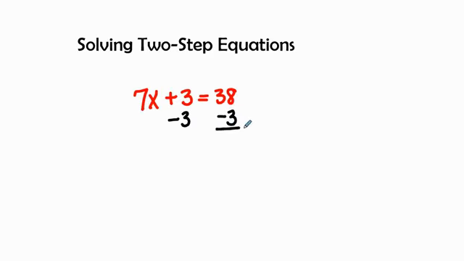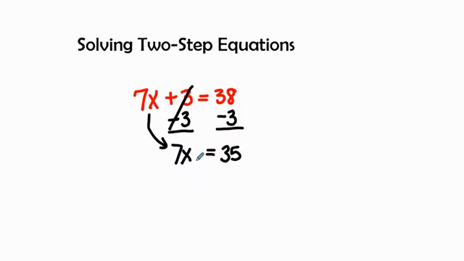So I'm going to move the negative 3, and what I do on the left side of the equation, I need to do to the right side of the equation. So a positive 3 minus 3 is 0. And then 38 minus 3 would be 35. I'm going to go ahead and bring down my 7x. Now I have 7x = 35.